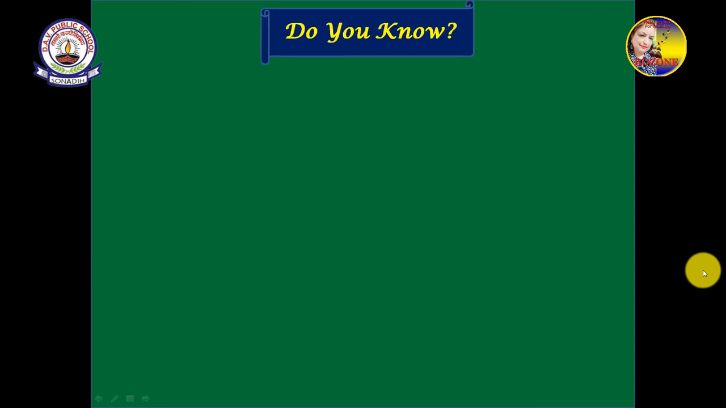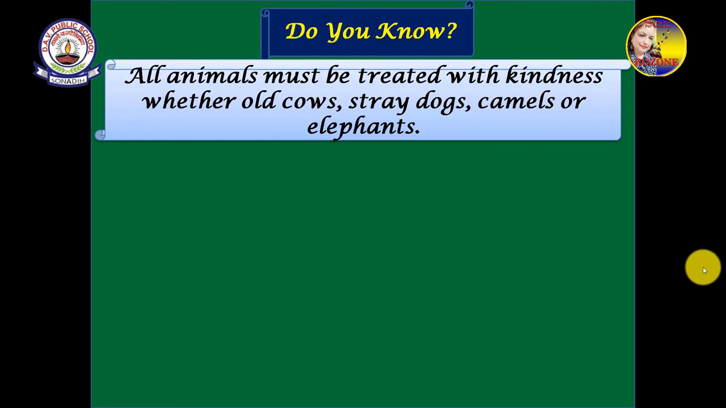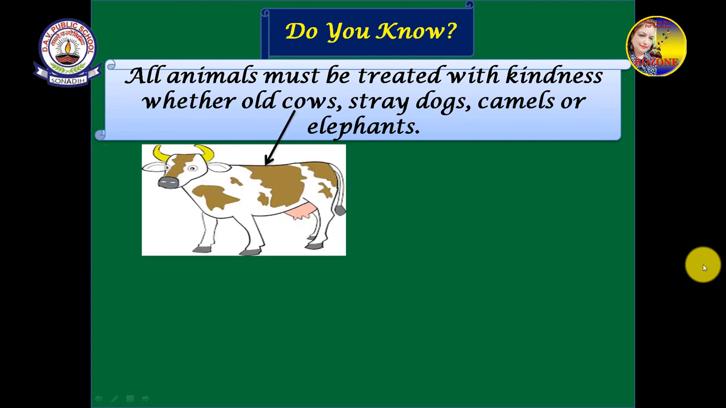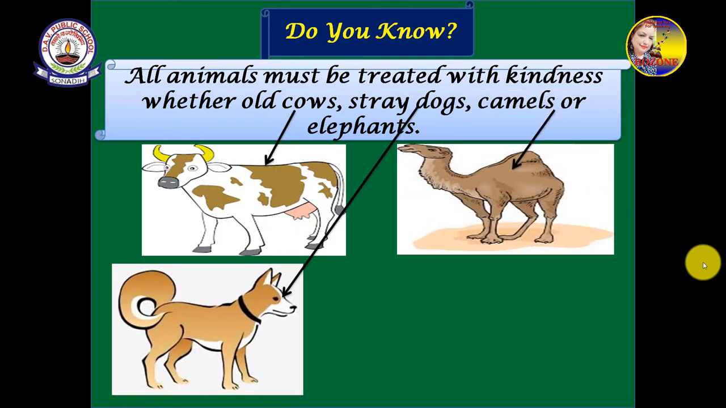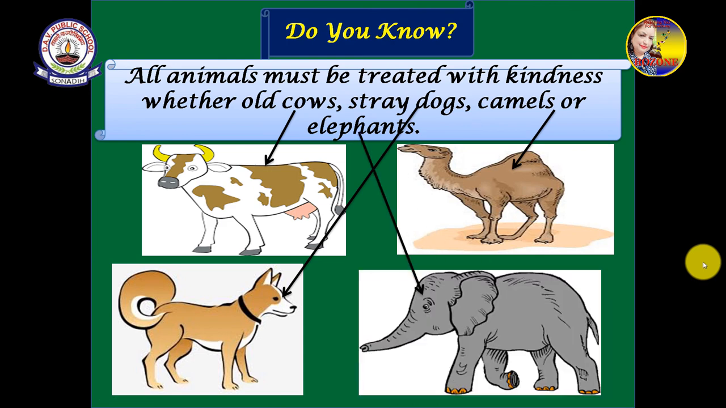So you see, do you know, all animals must be treated with kindness, whether old cows, stray dogs, camels or elephants. We must treat them in a good way, and never ill treat them, never harm them, never throw stones at them, never bully them. This is how we can treat the animals very nicely, in a kind way, and they also help us. So that's why we should always look after them.